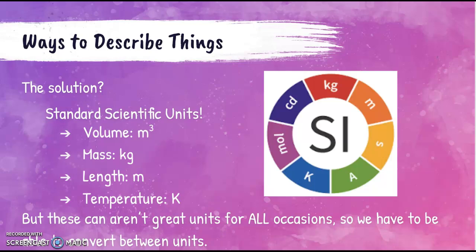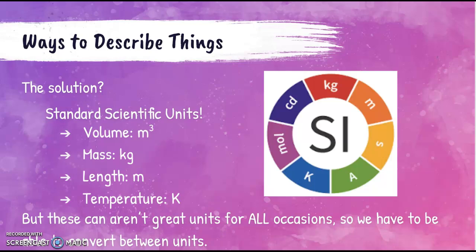Now, what's the solution? The international community came up with a standard set of scientific units. These are mutually agreed upon units for each of those things that we talked about. Then, if you want to use another unit, there's a conversion factor to help you get from one to the other. So, for example, volume. The standard unit of volume is cubic meters. The standard unit of mass is kilograms. Standard unit of length is meters, and the standard temperature is Kelvin. So if you are following along in the guided notes, this is what you're going to write down for those units.